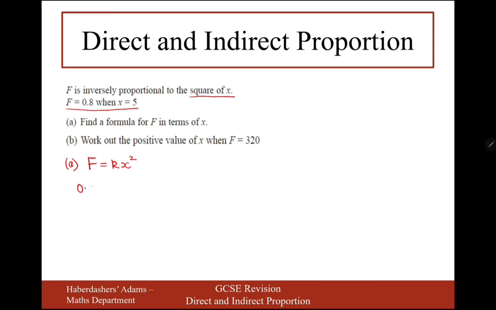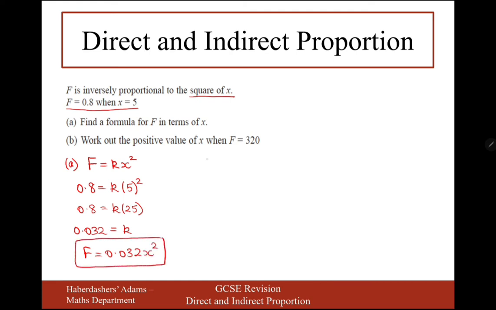So it's going to be 0.8 equals k times 5 squared. 5 squared is 25. And then I'm going to divide that on the other side. So 0.8 divided by 25 is 0.032. The scale factor is a little bit complicated, but yeah, this is the answer. So f equals 0.032 x squared. Lovely. There we are. That's the answer for part A.